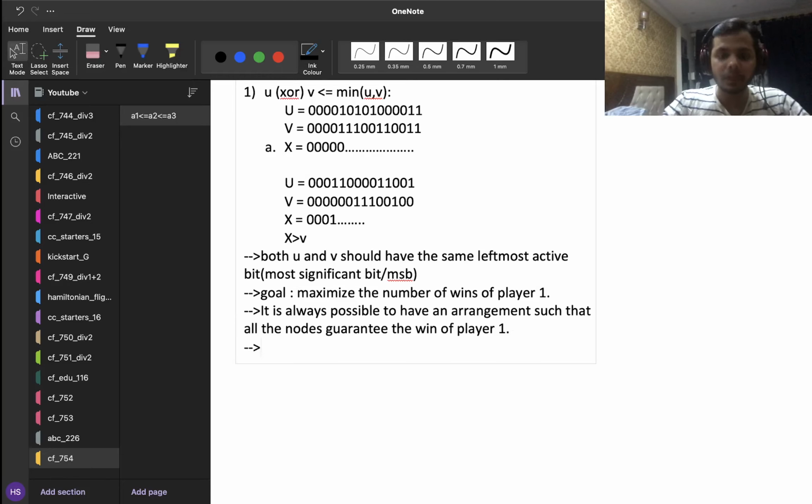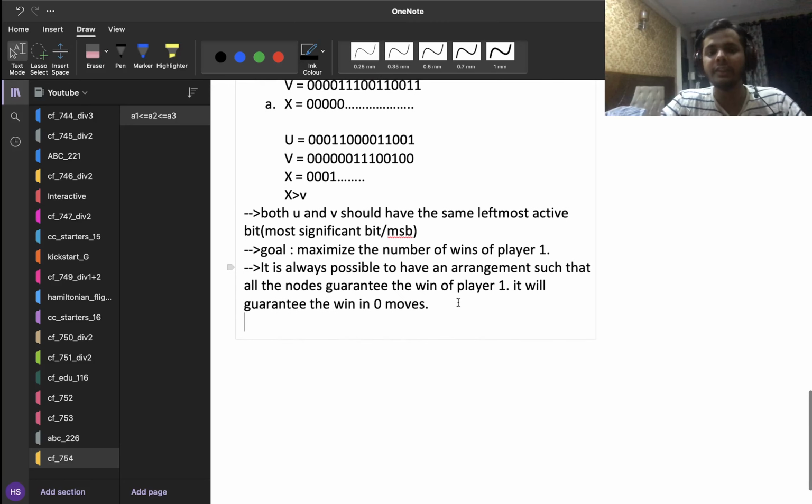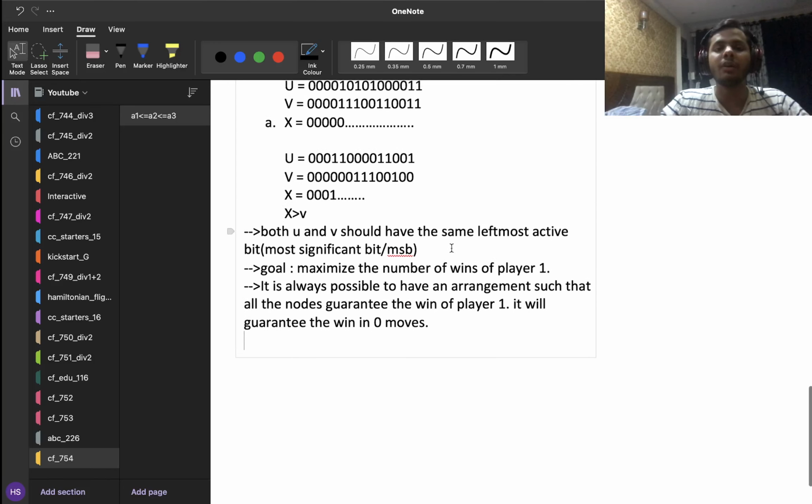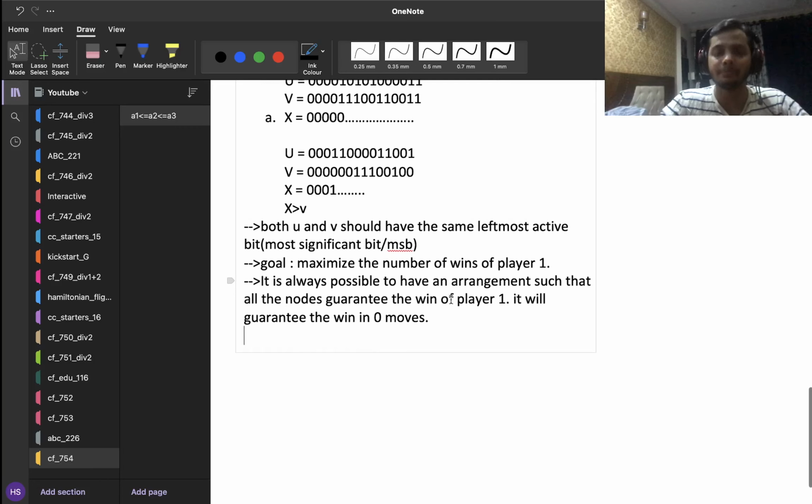And it turns out that it will not just guarantee his win, it will guarantee the win in 0 moves. That is, I will just keep the token on any node and I will make sure that the second player can't do anything. That is, there are no moves left for the second player. So essentially, what I'm claiming here is that no matter where I keep the token, for example on a node i, there will be no node j adjacent to it such that the bitwise OR of i and j is less than or equal to the minimum of i and j.